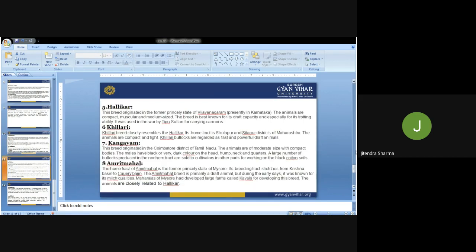Then we have the Hallikar. This breed originated in the former princely state of Vijayanagaram, presently in Karnataka. The animals are compact, muscular and medium sized. The breed is known for its draft capacity and especially for its trotting ability. It was used in war by Tipu Sultan for carrying cannons. The Khillari breed closely resembles the Hallikar. Its home is Sholapur district and Satara district of Maharashtra. The animals are compact, light and tight. Khillari bullocks are regarded as fast and powerful draft animals.